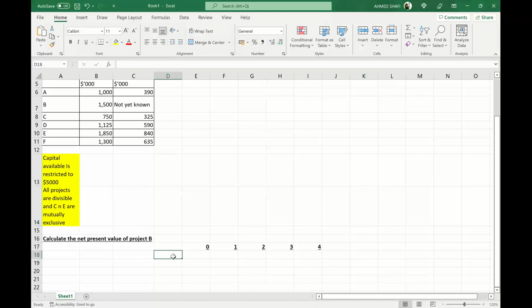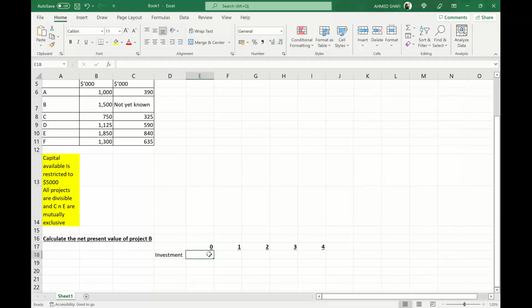Okay. Now, if we talk about Project B, firstly, Project B requires some investment. Investment is usually conducted at year 0 and it's an outflow. So what is the investment being done in Project B? 1,500. So we will record negative 1,500. This is an outflow. Investment of 1,500.